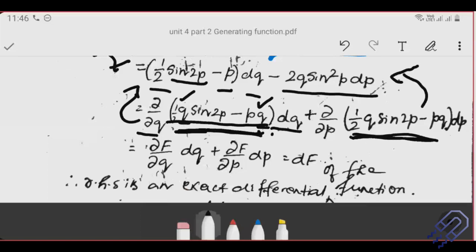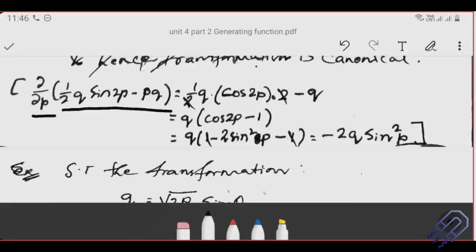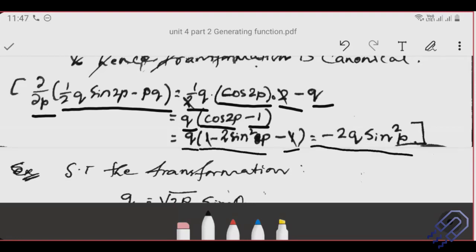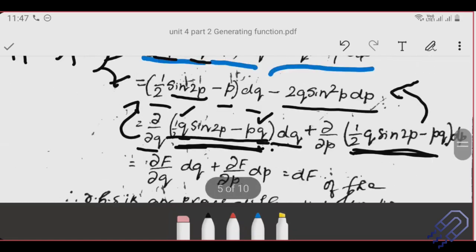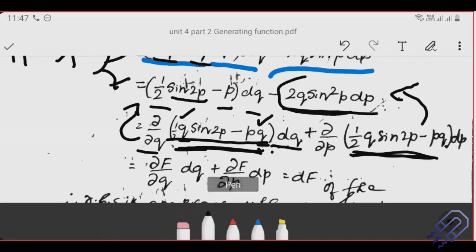If we take del p of half q sine 2p minus pq, half q can be taken out because we are differentiating with respect to p. Sine 2p gives cos 2p into 2, minus q because del p of p is 1. So we take q common inside the bracket, and this 2 gets cancelled. It will be cos 2p minus 1 times q, and cos 2p can be written as 1 minus 2 sine square p from trigonometry, minus 1. Minus 1 gets cancelled. I get minus 2q sine square p. Is it the same term? The answer is yes. See? This is minus 2q sine square p. This is the term. So if I differentiate it with respect to p, I still get back this term, right?